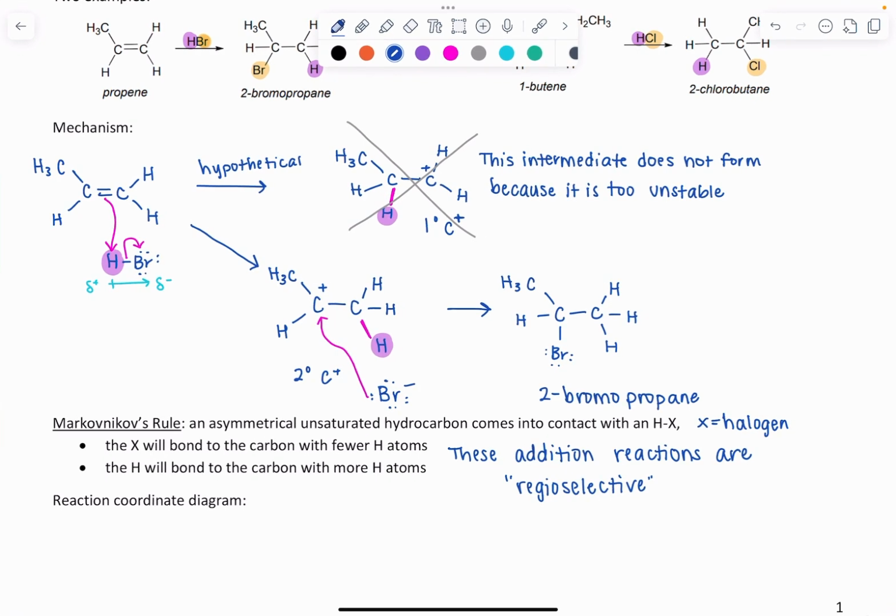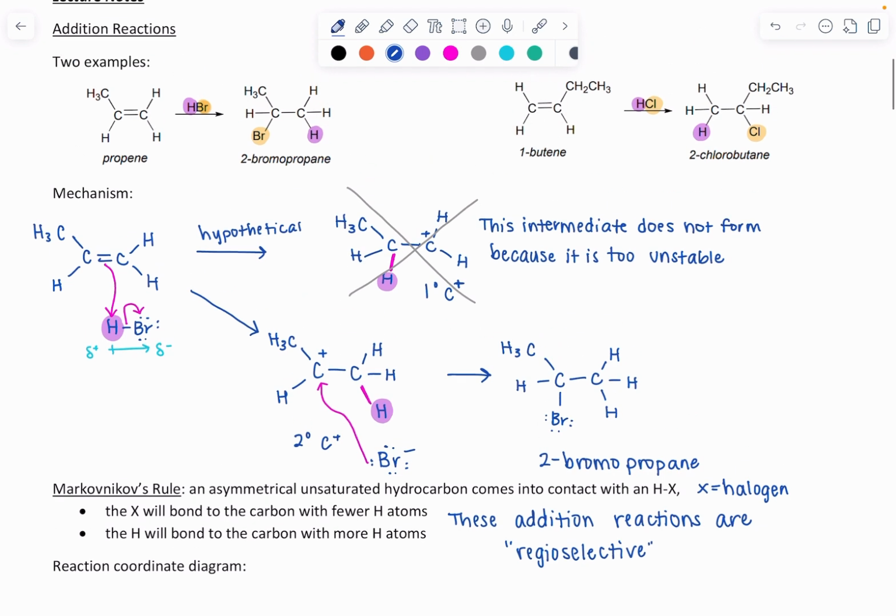Meaning, what's getting added is selective about which region of the molecule it's added to. It's essentially Markovnikov's rule. The hydrogen will bond to a certain region and the X will bond to a certain region.